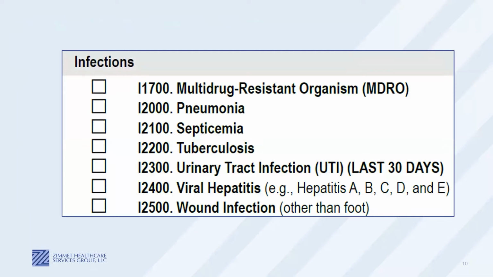And our focus today is some of the infections. This is a picture right from the MDS, from section I with our infections. We have our multi-drug resistant organisms, pneumonias, septicemias, tuberculosis, again, active in the past 7 days. Our UTIs in the past 30 days. They also list viral hepatitis and wound infections other than the feet. Foot infections are listed too, but these are the top that are check boxes on the MDS. There's also some infections that you might either want to give a more specific diagnosis in section I-8000, or you can just leave it as a checkbox.